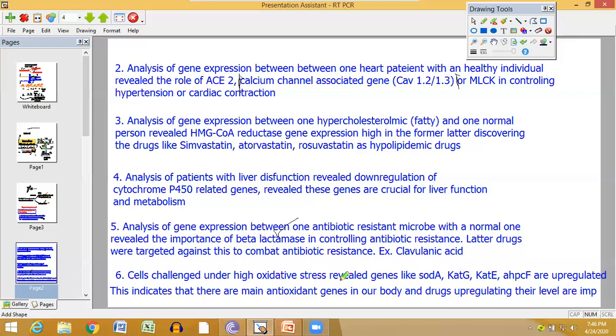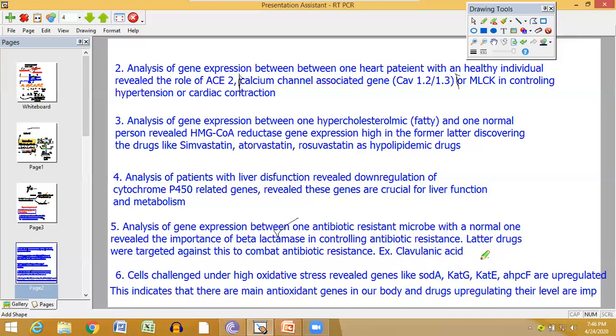Similarly, high oxidative stress. If you give a cell high oxidative stress, you will find this kind of gene, sodA, which codes superoxide dismutase. katG, katE, two genes code another important enzyme called catalase, an antioxidant enzyme, and ahpCF. This gene codes another important enzyme called alkyl hydroperoxide reductase. Okay, so these genes are antioxidant defense machineries.